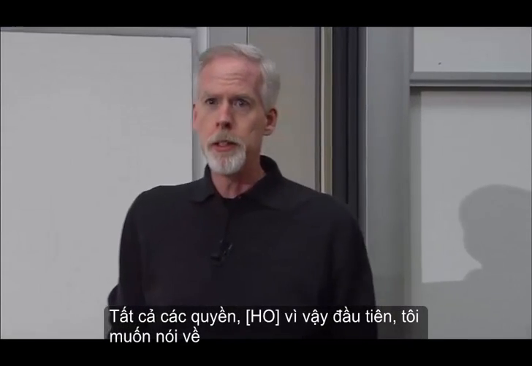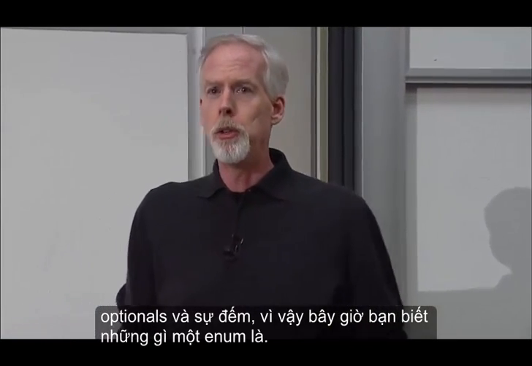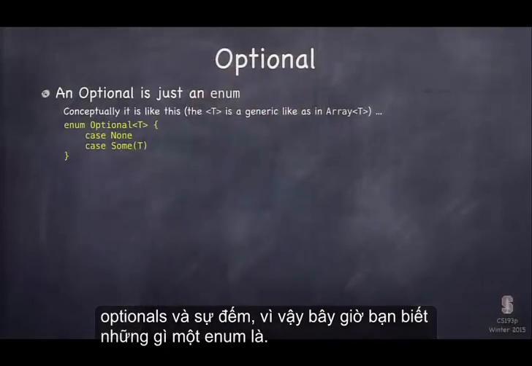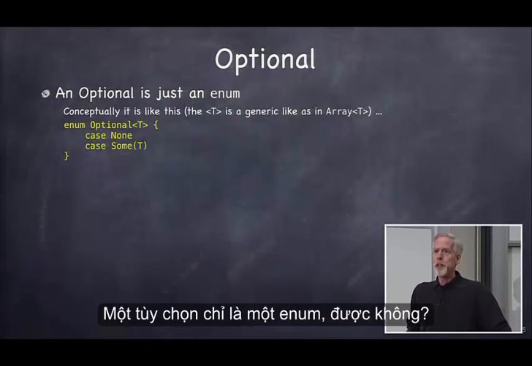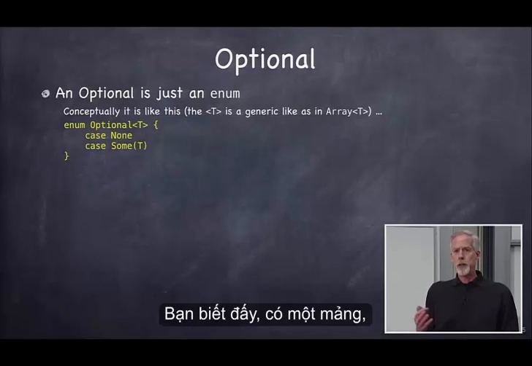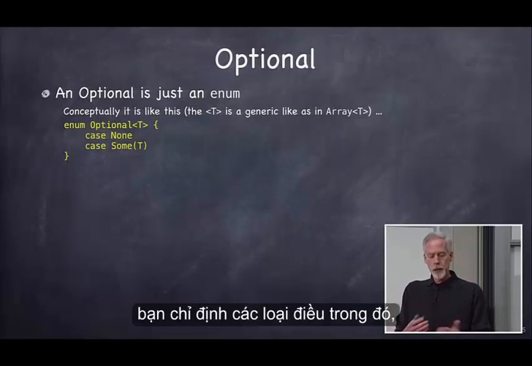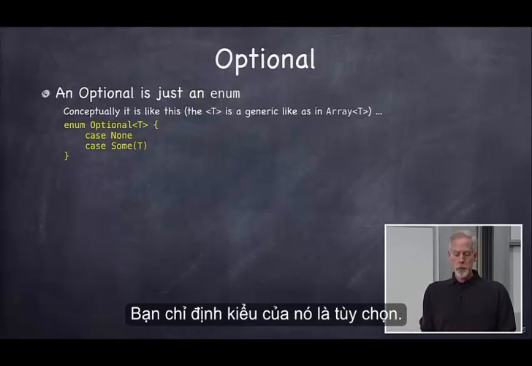All right, so first I want to talk about optionals and enums. So now that you know what an enum is, I can tell you what an optional really is. Okay, an optional is just an enum. It's a very simple enum. It's a generic, kind of like array. You know how an array, you specify the type of thing in it. Optional is exactly the same. It's a generic. You specify the type of optional it is.